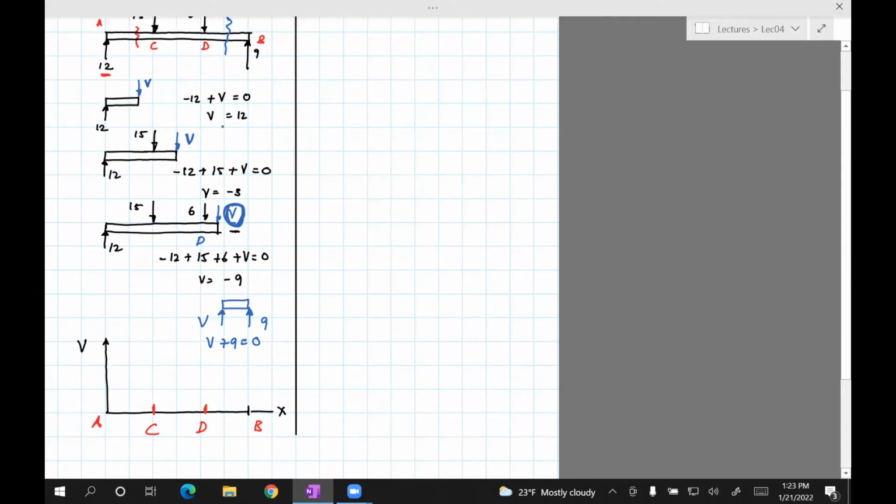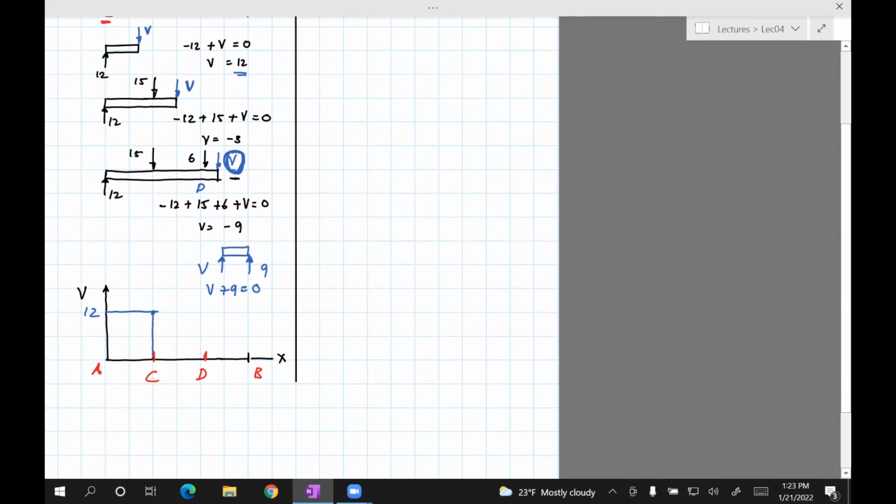So between A and C, we saw that the force is 12. So we just draw, let's say that this is 12, and then stays 12 till we hit this point C, where it dips to -3. And then it stays -3 till we reach D, where it is now -9. So we go a little bit more down.